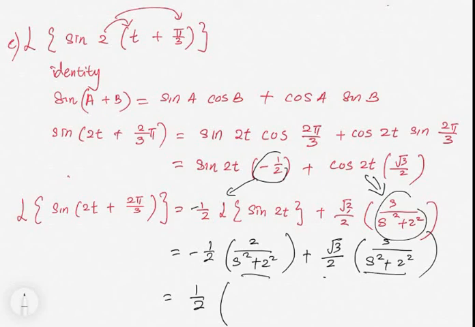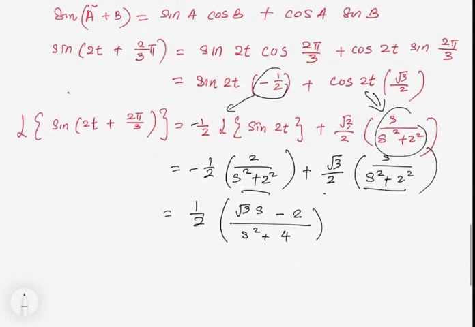Since this is the same, so I have square root 3 s minus 2 divided by s squared plus 4. Okay, so this is the answer.